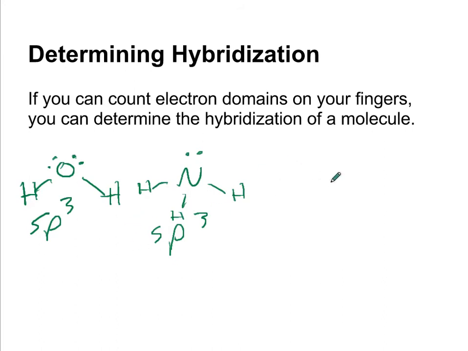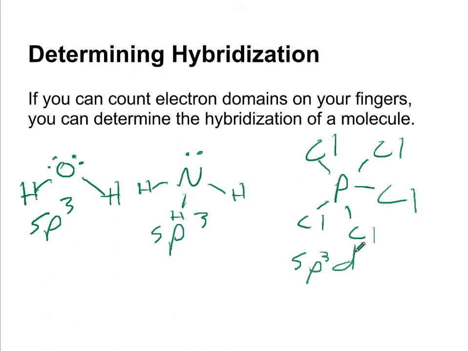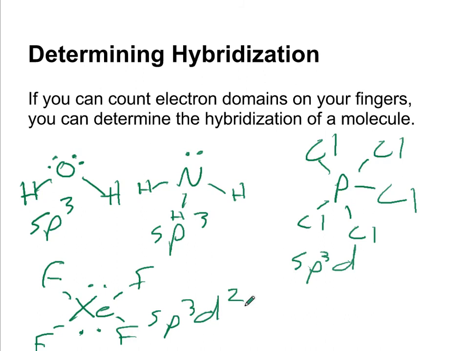What about something like PCl5, phosphorus pentachloride? There are 5 electron domains, so this is s, sp, sp2, sp3, sp3d hybridized. And we'll look at one more, xenon tetrafluoride, XeF4. This has 6 electron domains around it. So s, sp, sp2, sp3, sp3d, and sp3d2. So xenon tetrafluoride is sp3d2 hybridized. As long as you can count to 6 and remember the order they go in, you can figure out the hybridization of a molecule.